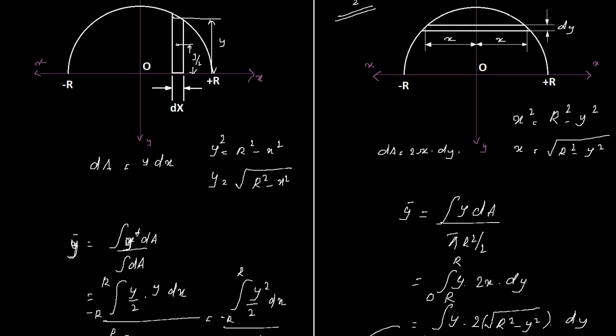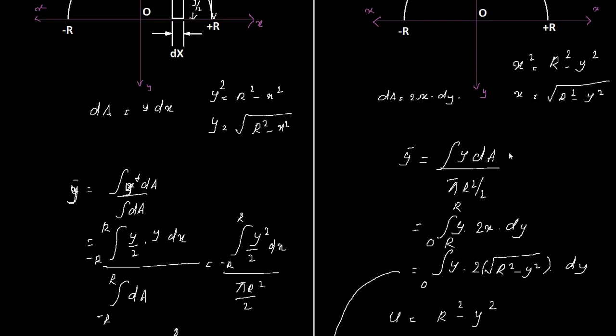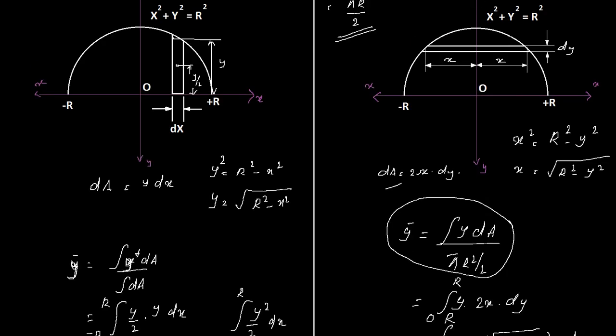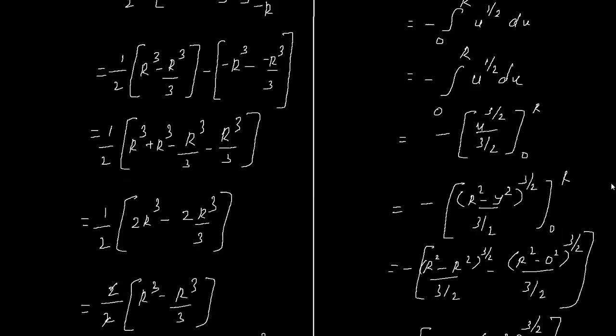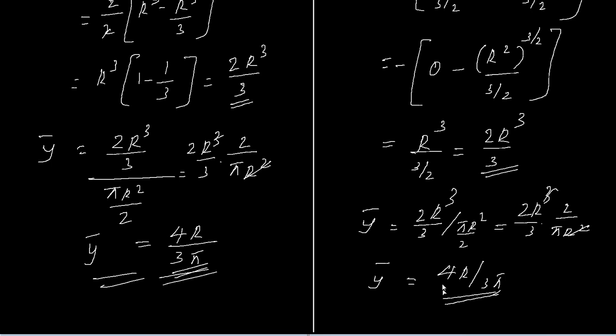If you have any confusion on how we reached this equation here or this one here, please go through the video where we discussed centroid and center of gravity. That video is shown here, centroid and center of gravity. That will give you a better understanding of the concept of centroid and center of gravity. So you have the centroid of a half circle as 4r over 3 pi.